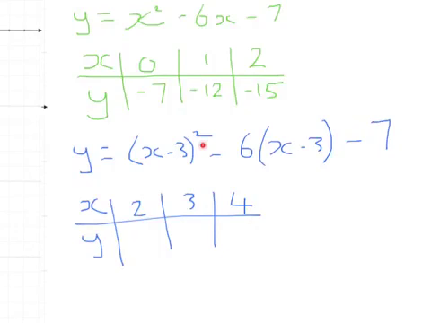So minus 1 squared gives me 1. Take away 6 lots of minus 1. That's going to actually add on. So I was at 1 plus 6 is 7. Take away another 7. That's going to become 0.